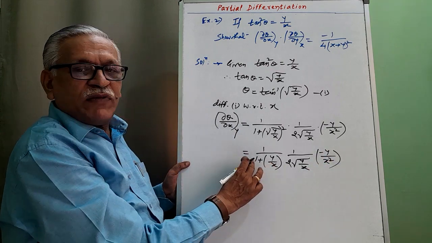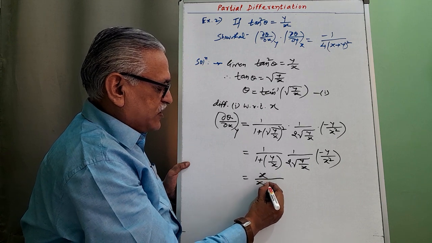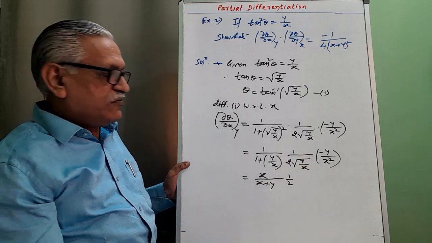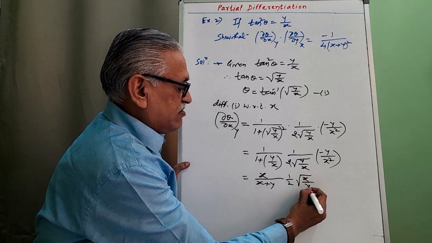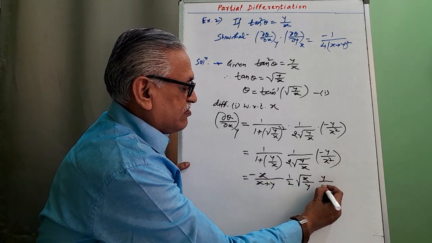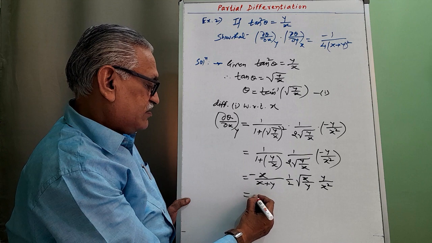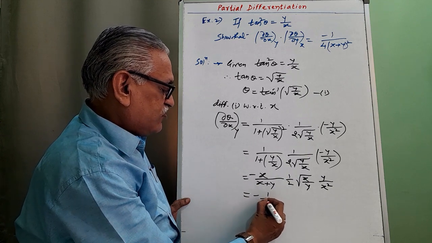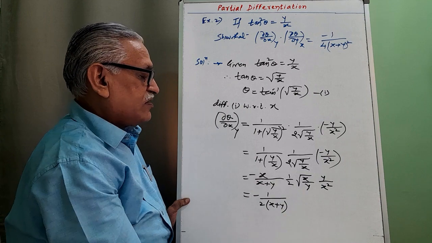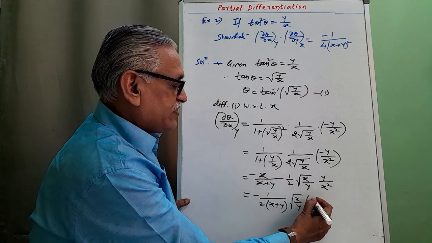It is equal to, cross multiplying, it becomes x plus y upon x. x goes to the numerator, therefore it is x divided by x plus y, 1 by 2, 1 upon root of y by x becomes root of x by y, and minus y by x square, and therefore one x gets cancelled, we get minus 1 upon 2 times (x plus y), square root of x by y into y by x.